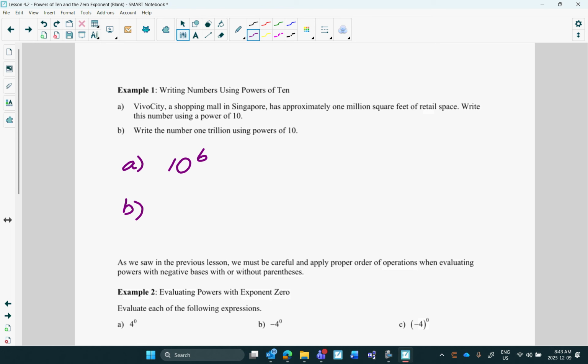And how would I write 1 trillion using a power of 10? Well, 1 billion has 9 zeros, right? That's on the previous page. So for the next grouping, I have to add 3 because I go 10 billion, 100 billion, then trillion. 10 to the 12.